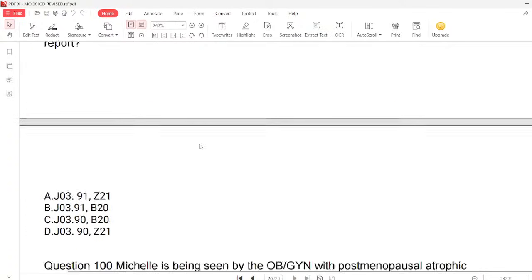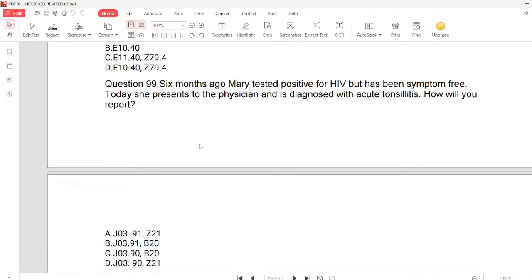99. Six months ago, Mary tested positive for HIV but has been symptom free. Today, she presented to the physician and is diagnosed with acute tonsillitis. So, how will you report? Okay, mistakenly typed. Okay, Adarsh, no worries.